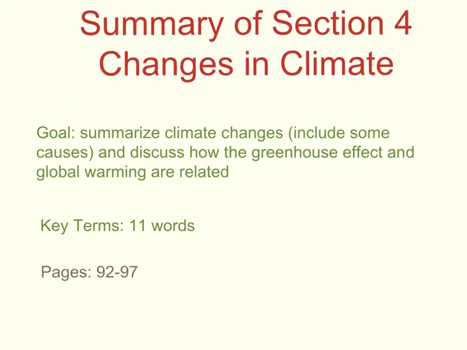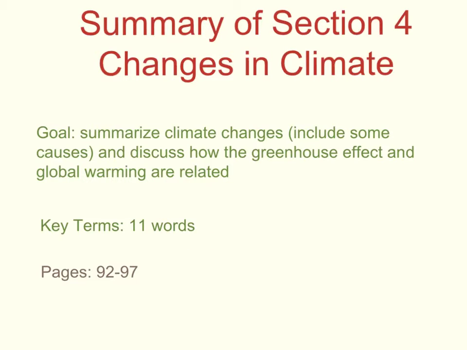Okay, class, we've come to the final component of this activity option. This is the summary of Section 4, Changes in Climate. The goal of this is to summarize climate changes, including some causes, and discuss how the greenhouse effect and global warming are related. For this component, there are 11 words that you can find on the back of your framework sheet.